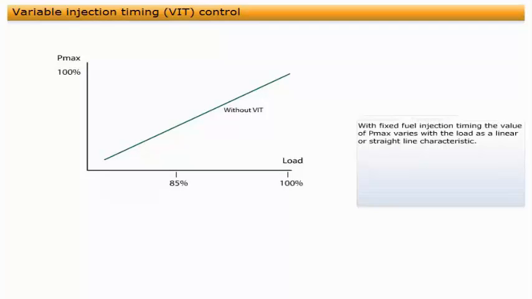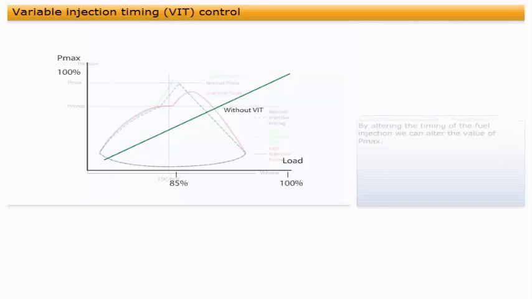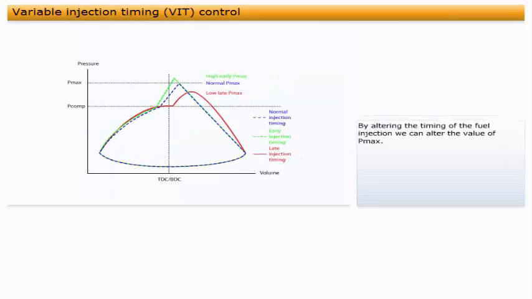By altering the timing of the fuel injection, we can alter the value of Pmax. Advancing the fuel injection timing will normally increase the value of Pmax, and retarding will normally reduce it. If we advance the fuel timing as the load reduces, the value of Pmax can be maintained at the maximum value, although this is only practical over part of the load range.